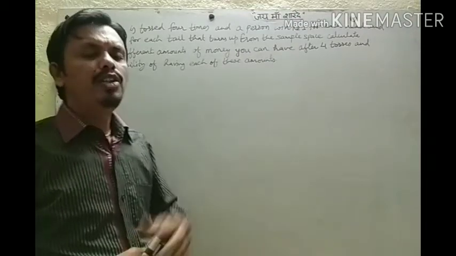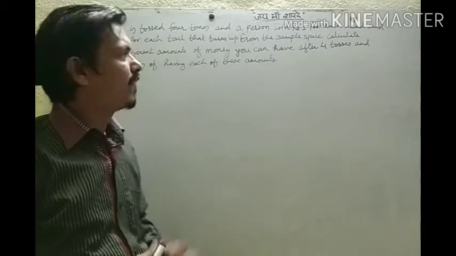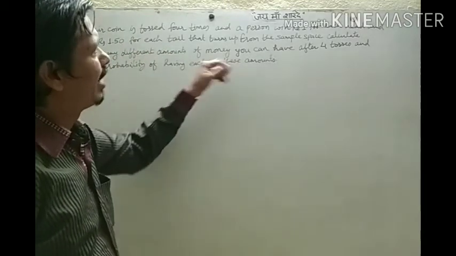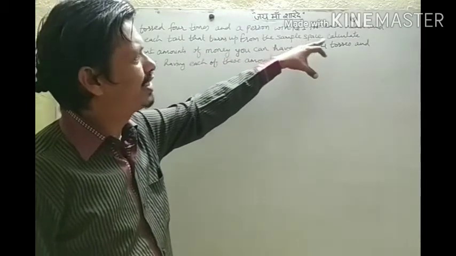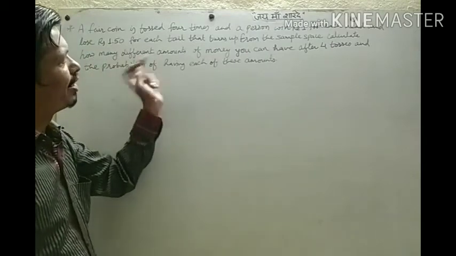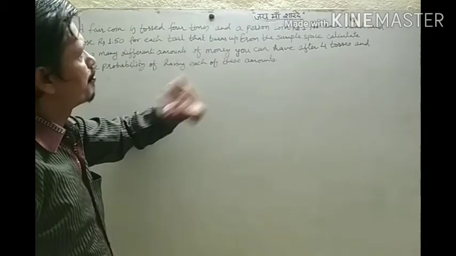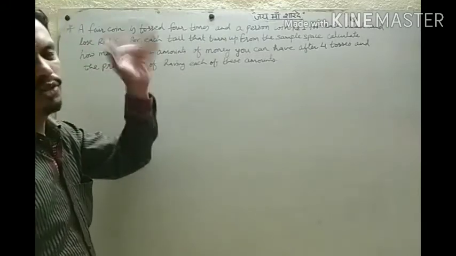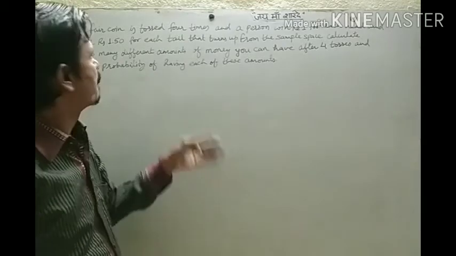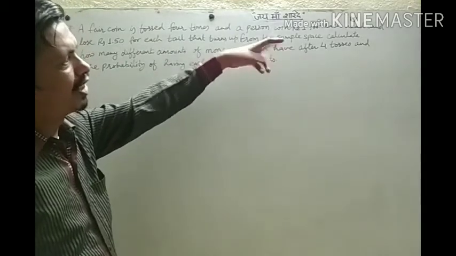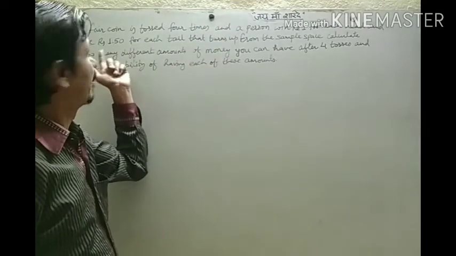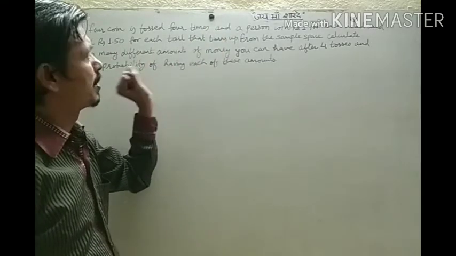Okay, students, we will continue 16.3 exercise. Our question is, a fair coin is tossed 4 times and a person wins 1 rupee for each head and loses 1.5 rupees for each tail that turns up. We have to toss one fair coin. Fair coin means chances of getting head and tail both are same. If we get head, then we will win 1 rupee, and if tail comes, then we have to lose 1.5 rupees.